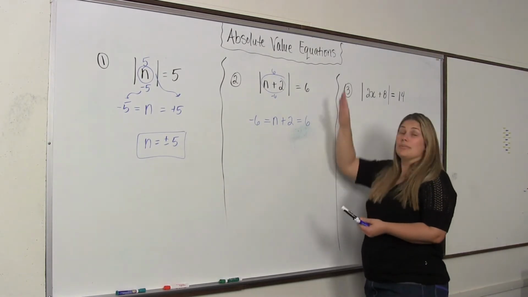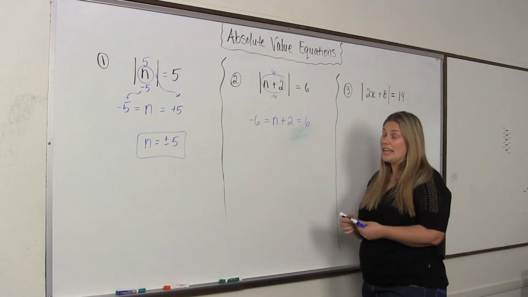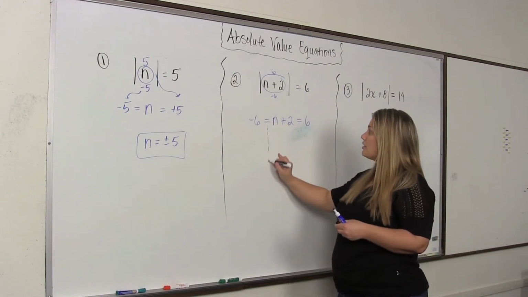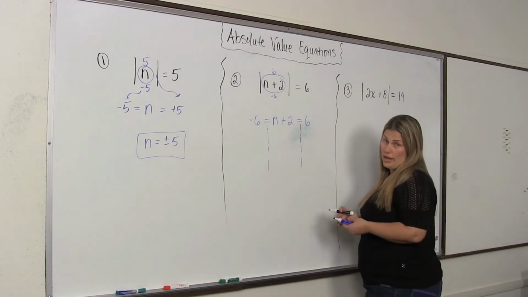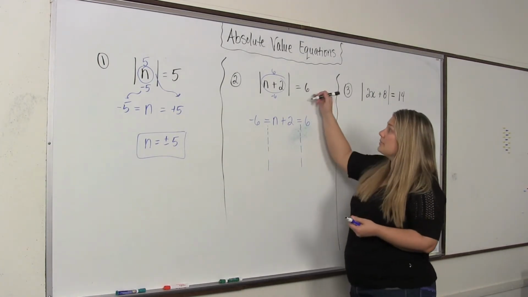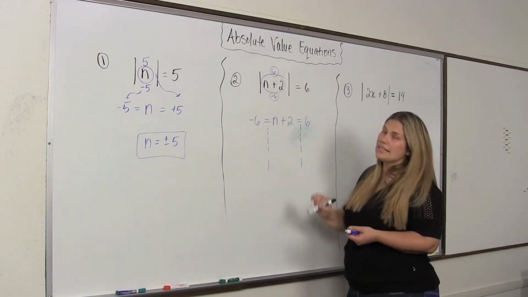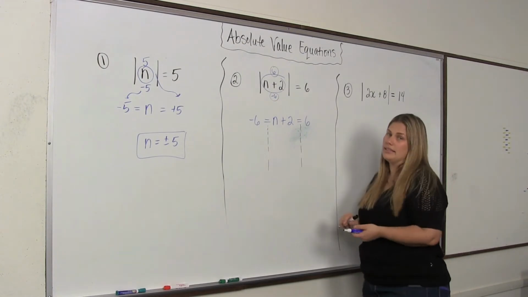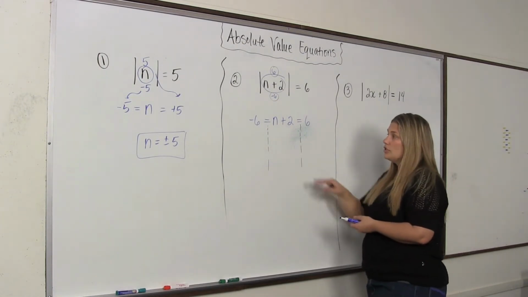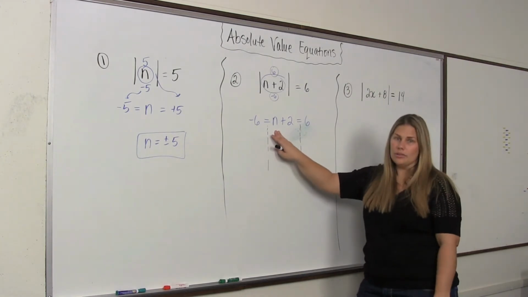So now with absolute value, we're going to have compound equations. I'm actually going to have 2 equations put together as one. Because with absolute value, remember I can take the absolute value of a negative and I can take the absolute value of a positive and still end up with that 6 for my answer. So now, I need to figure out what n equals.